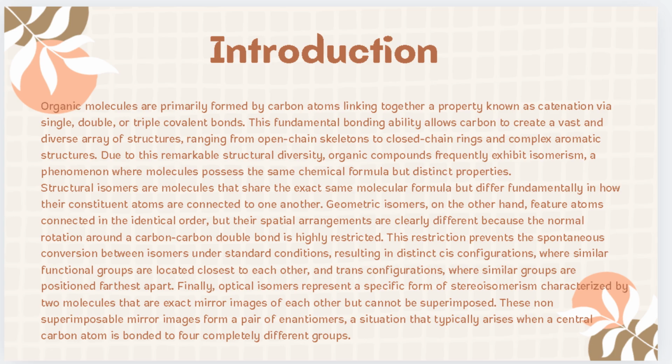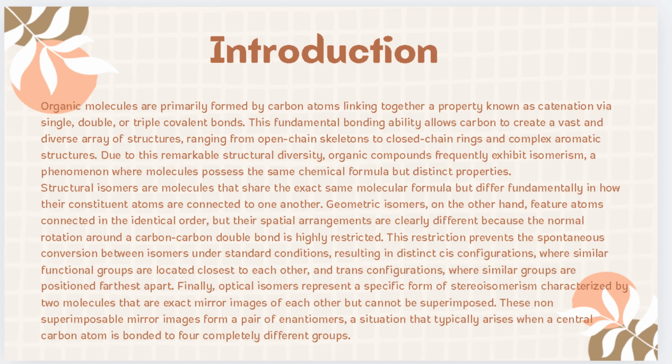Geometric isomers, on the other hand, feature atoms connected in the identical order, but their spatial arrangements are clearly different because the normal rotation around a carbon-carbon double bond is highly restricted. This restriction prevents the spontaneous conversion between isomers under standard conditions, resulting in distinct cis configurations where similar functional groups are located closest to each other and trans configurations where similar groups are positioned furthest apart.